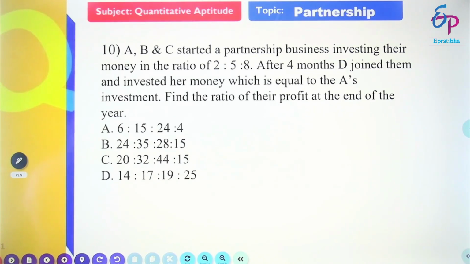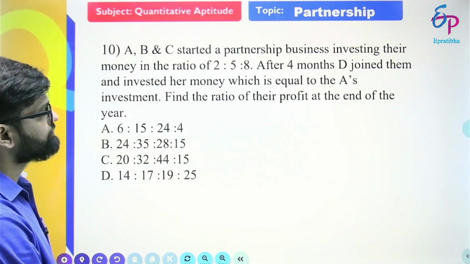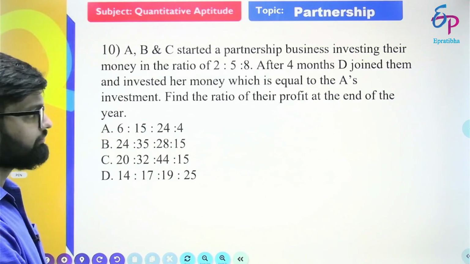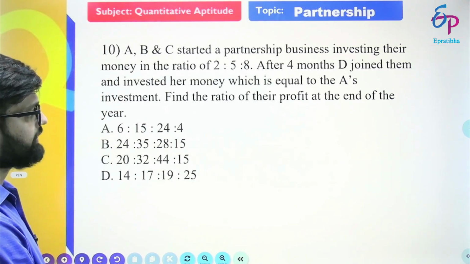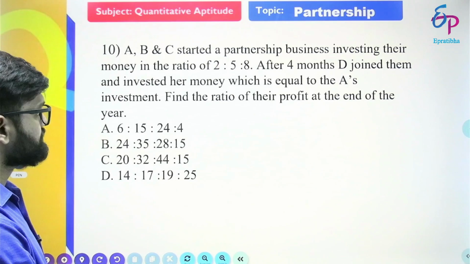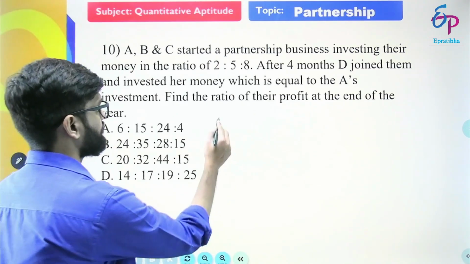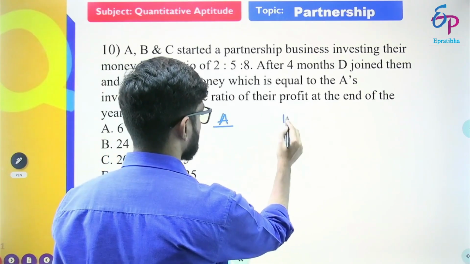A, B, C started a partnership business investing money in the ratio 2:5:8. After 4 months, D joined them and invested money equal to A's investment. Find the ratio of the profit at the end of the year. I got to know that there are 4 persons in the partnership: A, B, C, D.